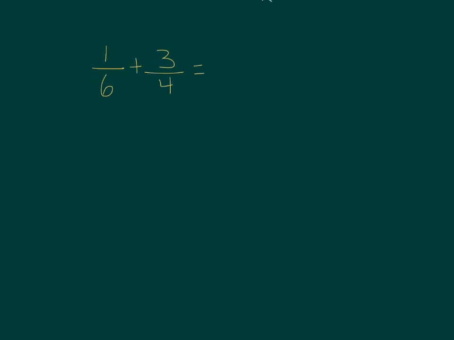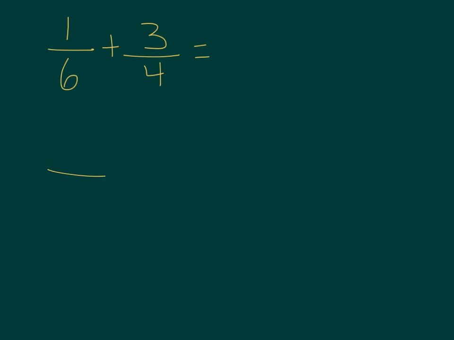Here's our last problem. 1/6 plus 3/4. Now the first thing you should be telling yourself is I'm adding fractions together. The denominator has to be the same. So what is the least common denominator? Some people might have thought of 24 right away, but there's one that's a little bit smaller. You can do 24, but you'll have to simplify. I know that there's one a little bit smaller, and that is 12.